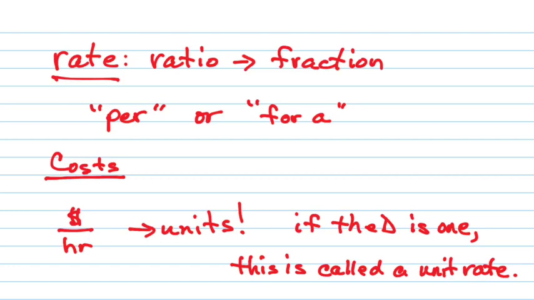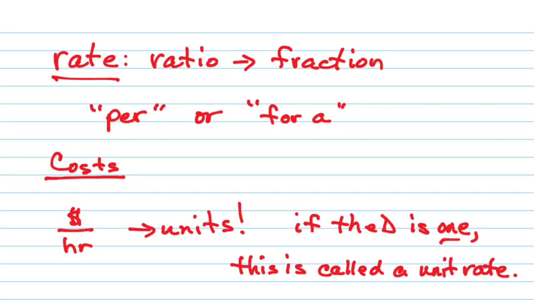So I'm going to write down some rates, and I want you to tell me, is it a unit rate or not? Okay? Now, if it's not, you could simplify it and make it one, but I'm not going to make you do that. So here we go. I'm going to look at some rates. If the denominator is 1, this is called a unit rate. Okay? All right.